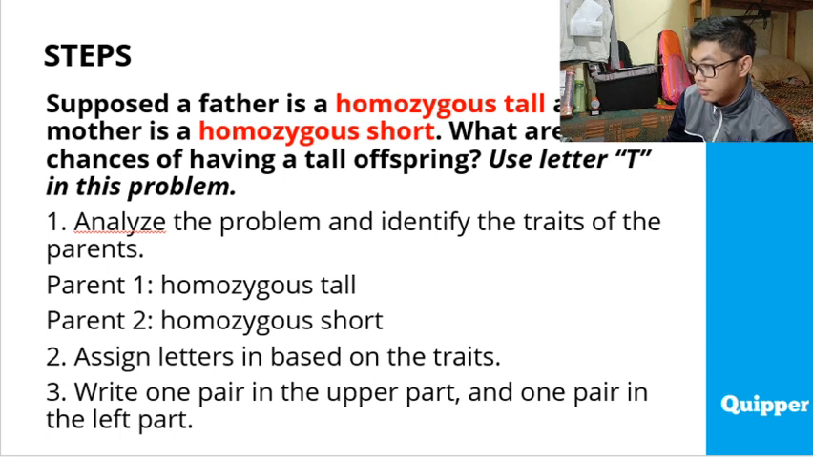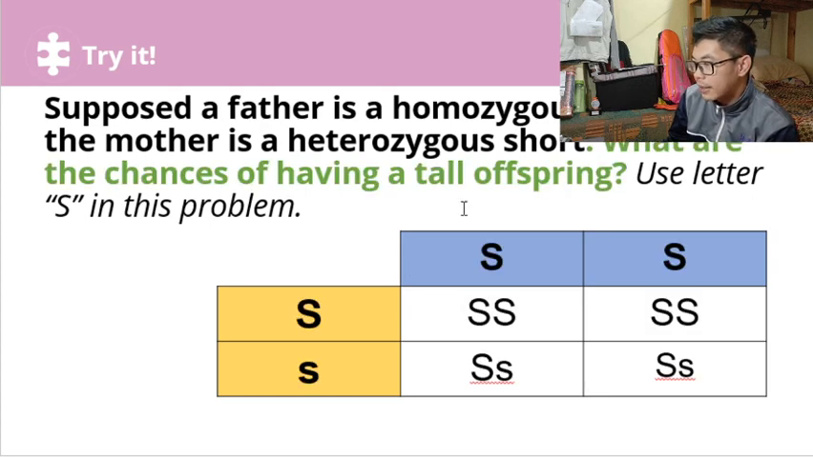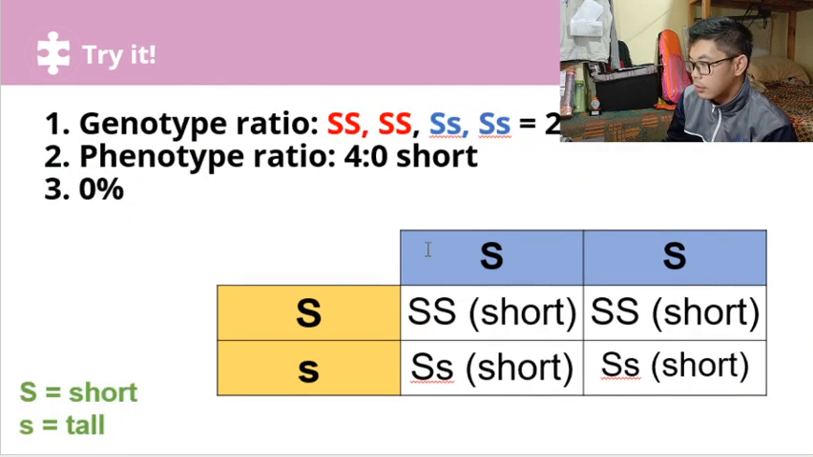So this is our second example, using this time short, whether short or tall. So we use the letter S. Capital S is for short and small s is for tall. So that's it. Then this is what we saw.